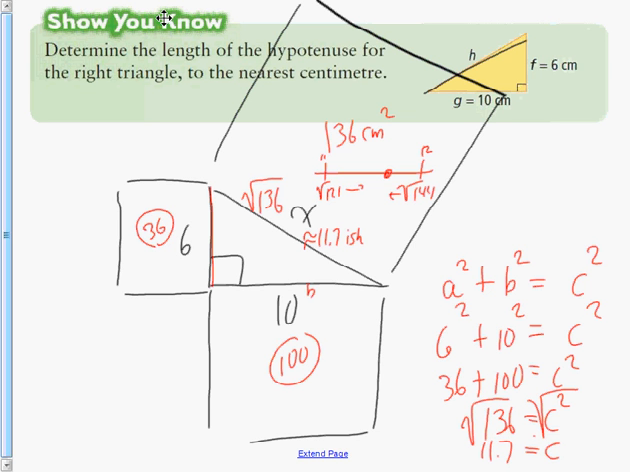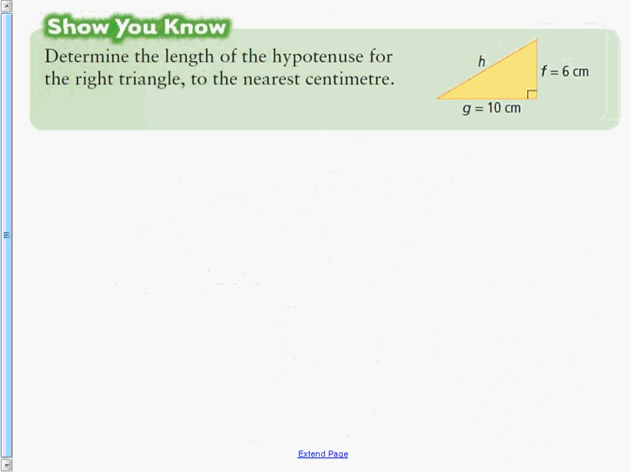So we can do it the same way without drawing it. We could just substitute it into our formula, either leg A, B, and C. One of them we don't know, and we can simplify it to find out. All right, so that's the first Show You Know. The second Show You Know says determine the hypotenuse.